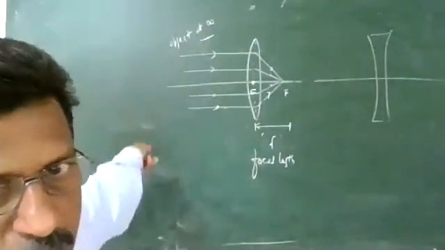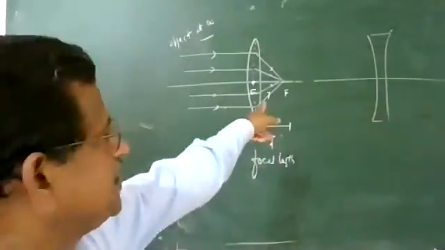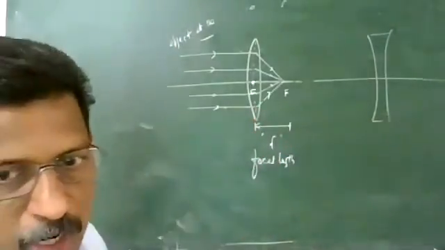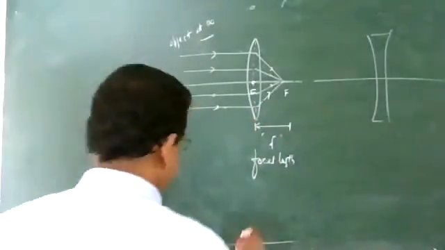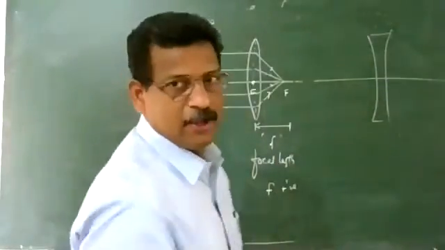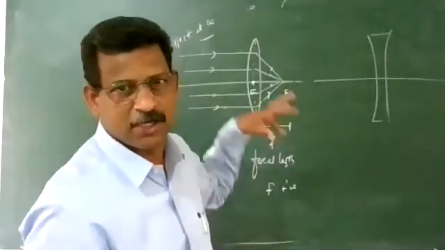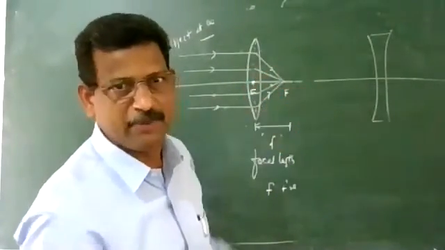Object on the left side, so the image is formed here on the right side. So the image is at the focus. So the focal length of a convex lens is positive by sign convention. Next point is for the concave lens. The convex lens is called a converging lens because it converges all the rays actually to the point F.